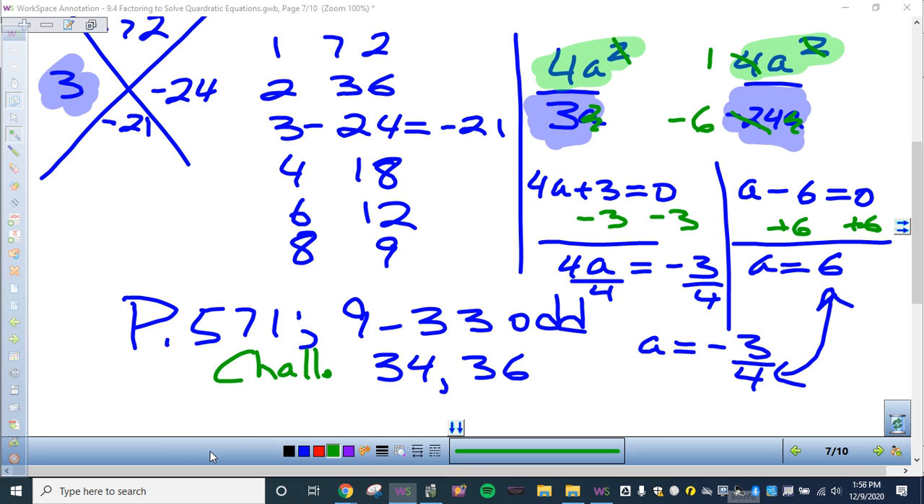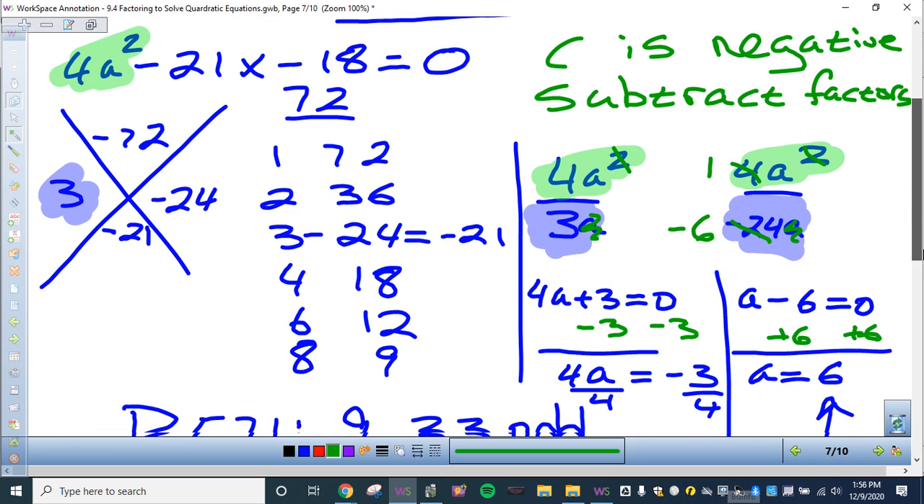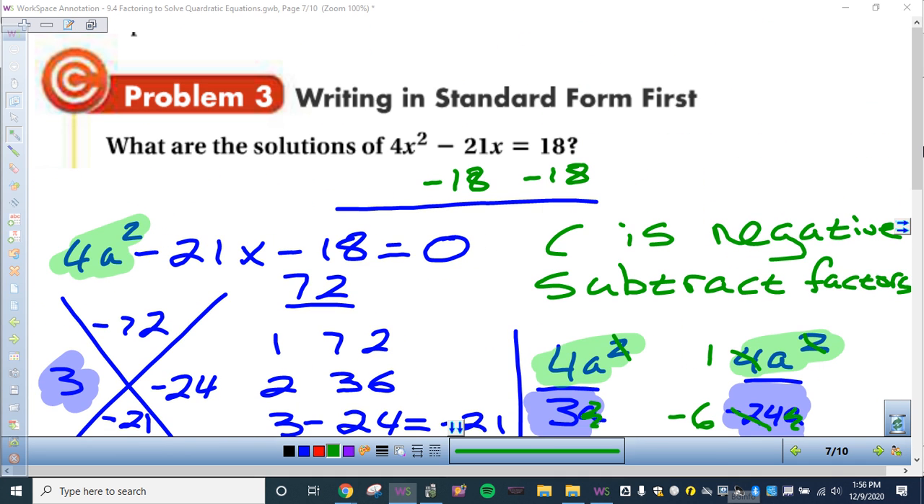Mr. Evans? Yeah? How would you graph what we just did? You don't have to. Do you have to graph out all of them still? Nope. You're just solving. Okay, but how would you graph it? So this one, if you had to graph, it crosses the x-axis at negative 3/4 and 6.